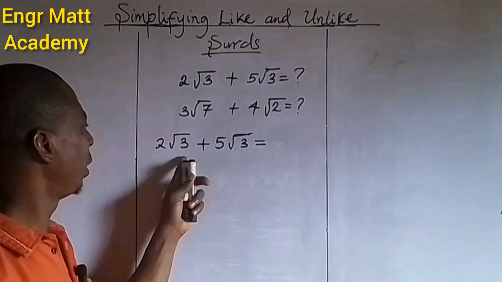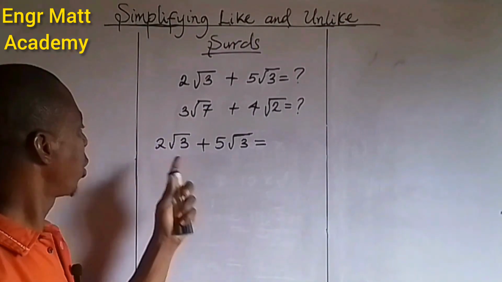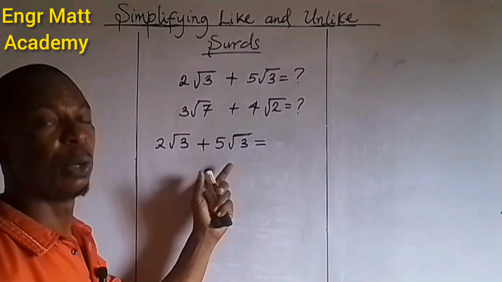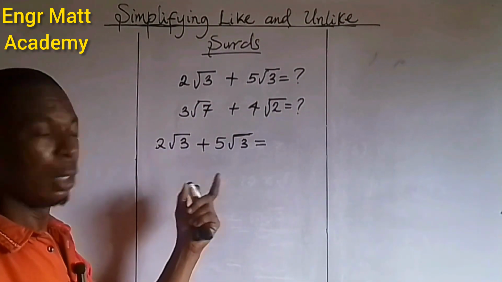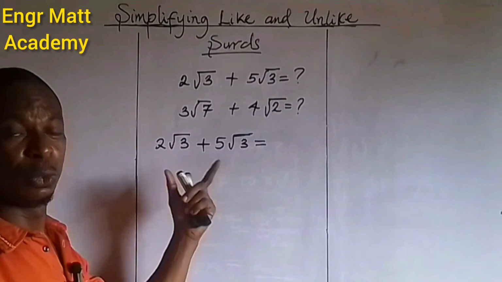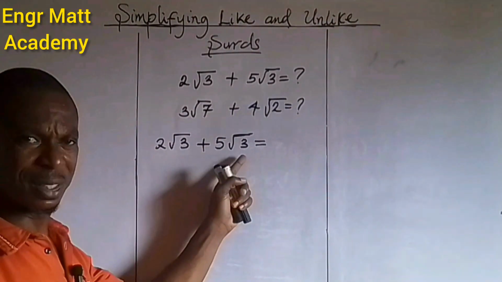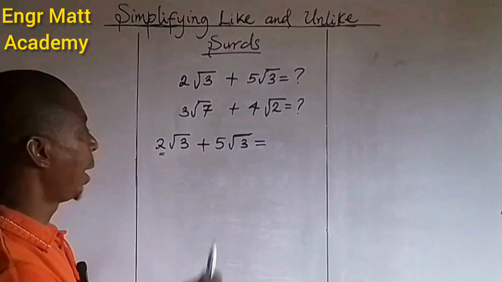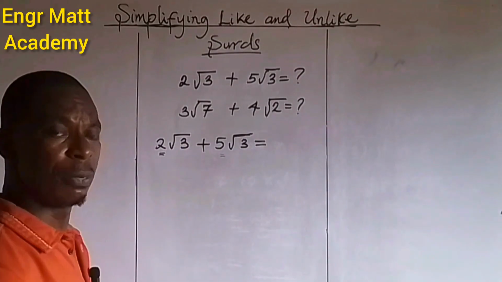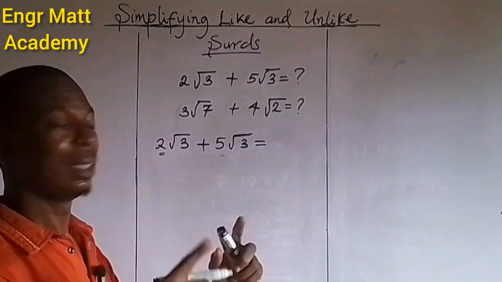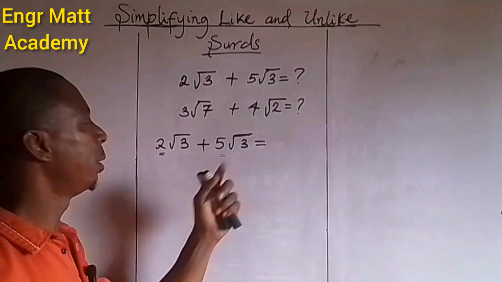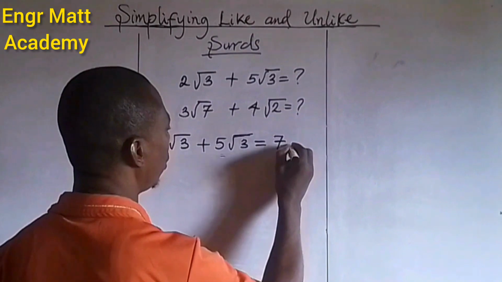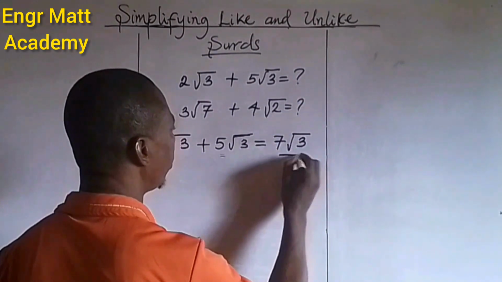So we have 2 root 3 and 5 root 3. Because we have root 3 here and we have root 3 here, they are alike. And because they are alike, we can add them. And when adding, we only add their coefficients, not the numbers inside the root sign. That is, in the first term here, 2 is the coefficient, and in the second term here, 5 is the coefficient. So when adding, we only add their coefficients and retain the surd. This means 2 plus 5 will give us 7 root 3, and that is it.